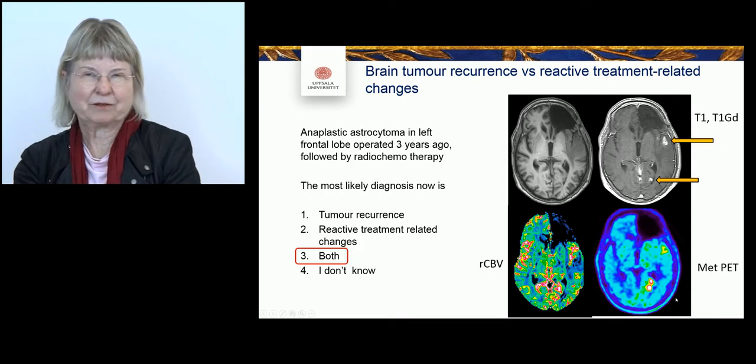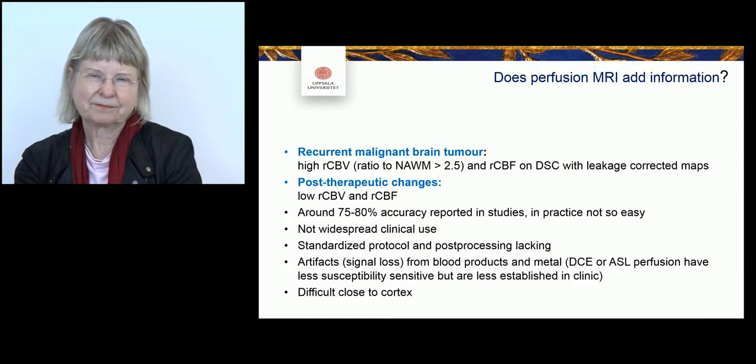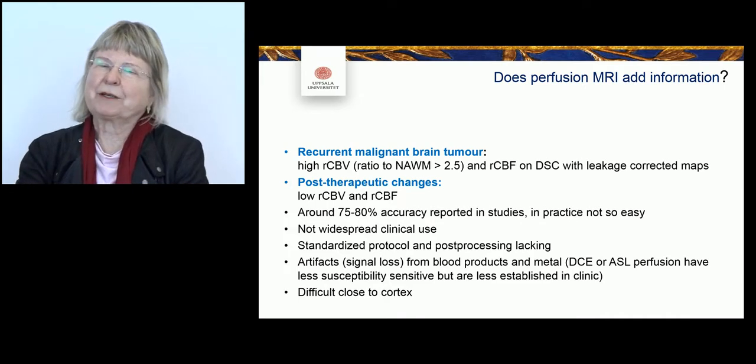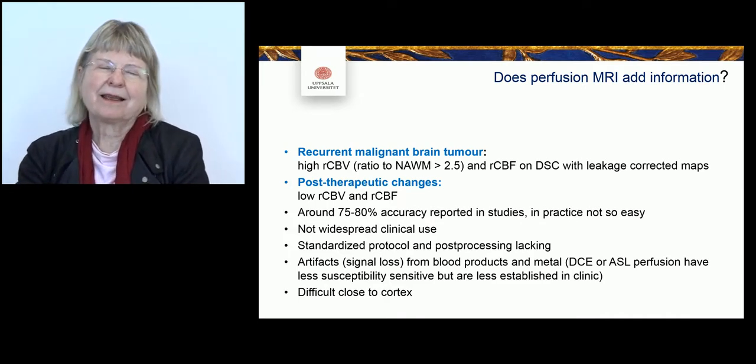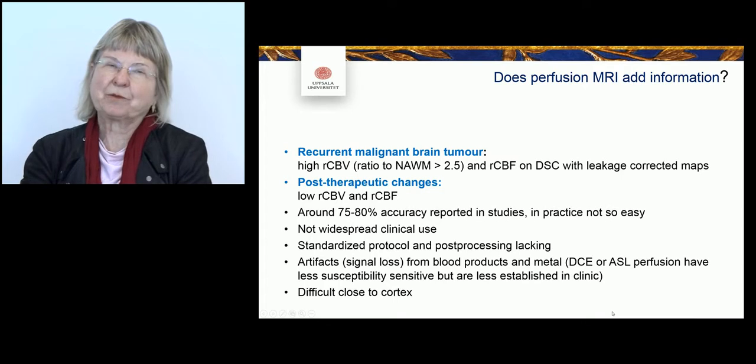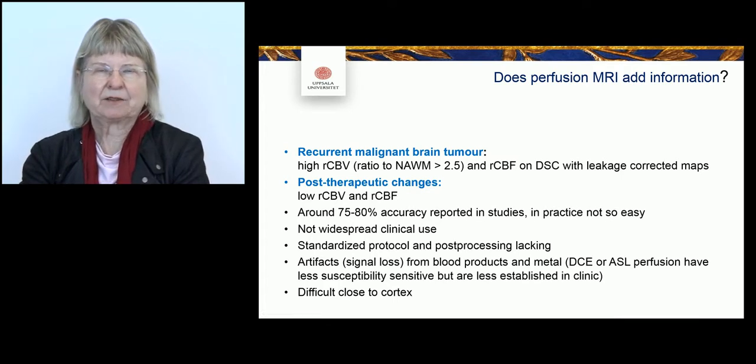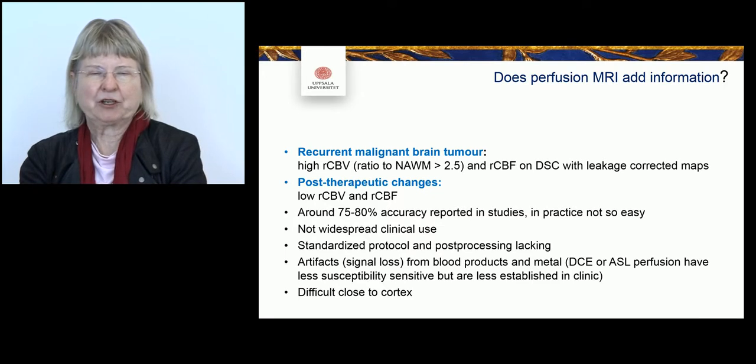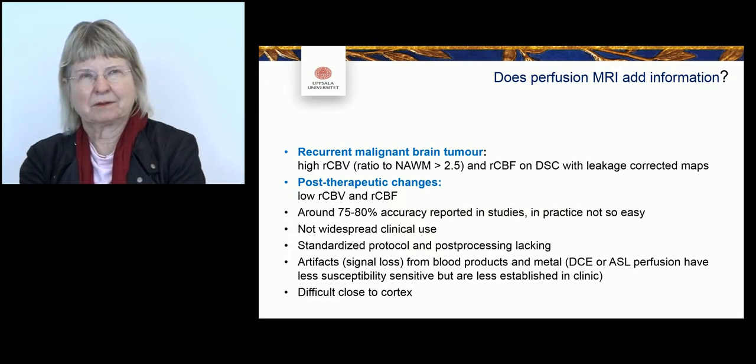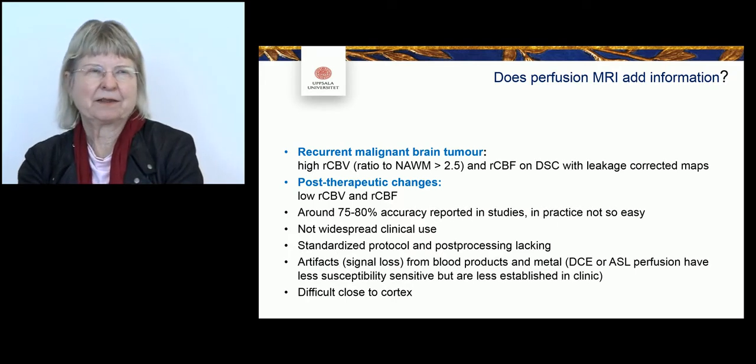So the correct answer is both. Does perfusion MRI add information? In recurrent malignant brain tumors, we see a high relative cerebral blood volume with a ratio to normal appearing white matter, usually in the contralateral hemisphere, of about 2.5 or higher. These cutoffs vary in different studies and different scanners, but this is quite a good cutoff that you can use.